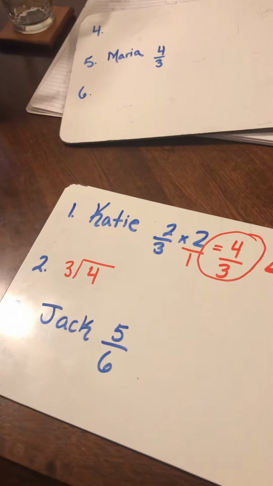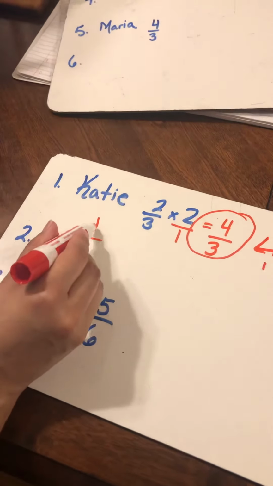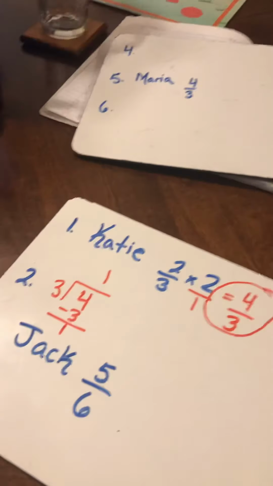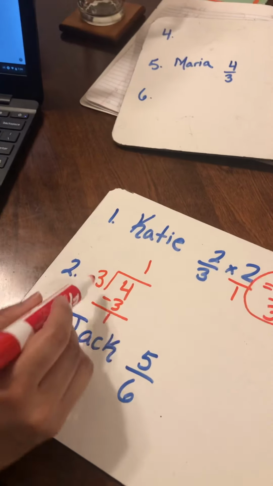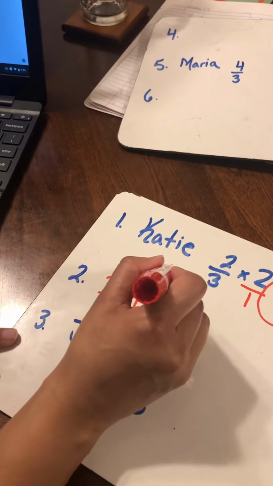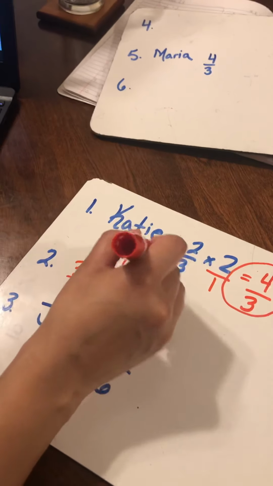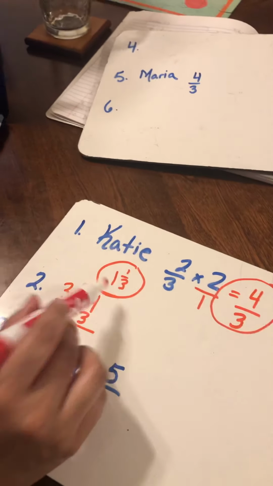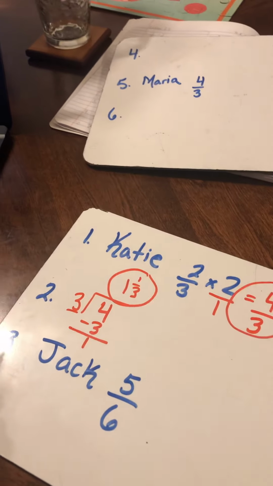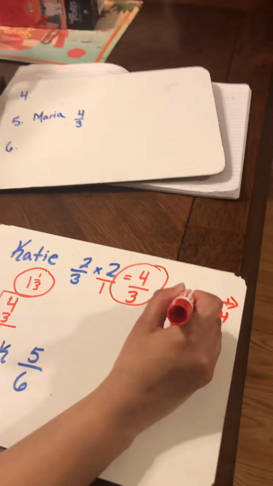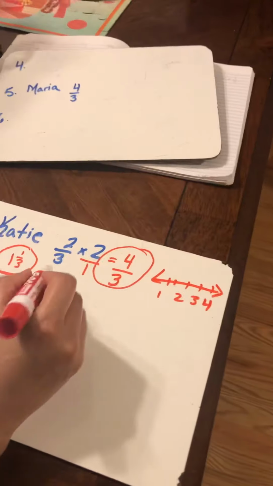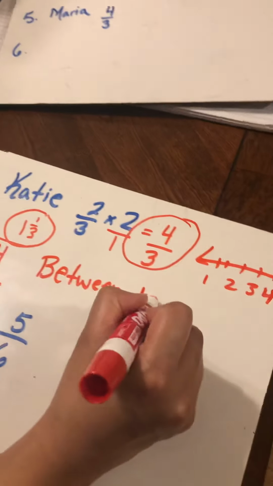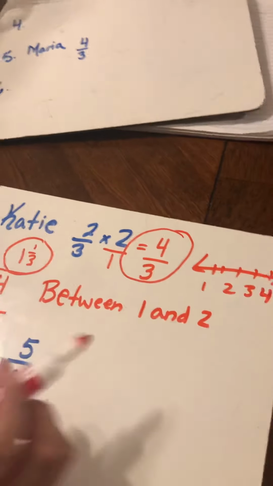So 3 goes into 4 one time, and then I multiply 1 times 3 is 3, and then subtract, and I have a remainder 1. And I'm going to put this remainder over my divisor to make a fraction. So my answer is 1 and 1/3. Now, if I look on this number line, where would I put 1 and 1/3? Hopefully you're thinking between the 1 and the 2, right? So what you were supposed to write for number 2 is between 1 and 2. Okay.